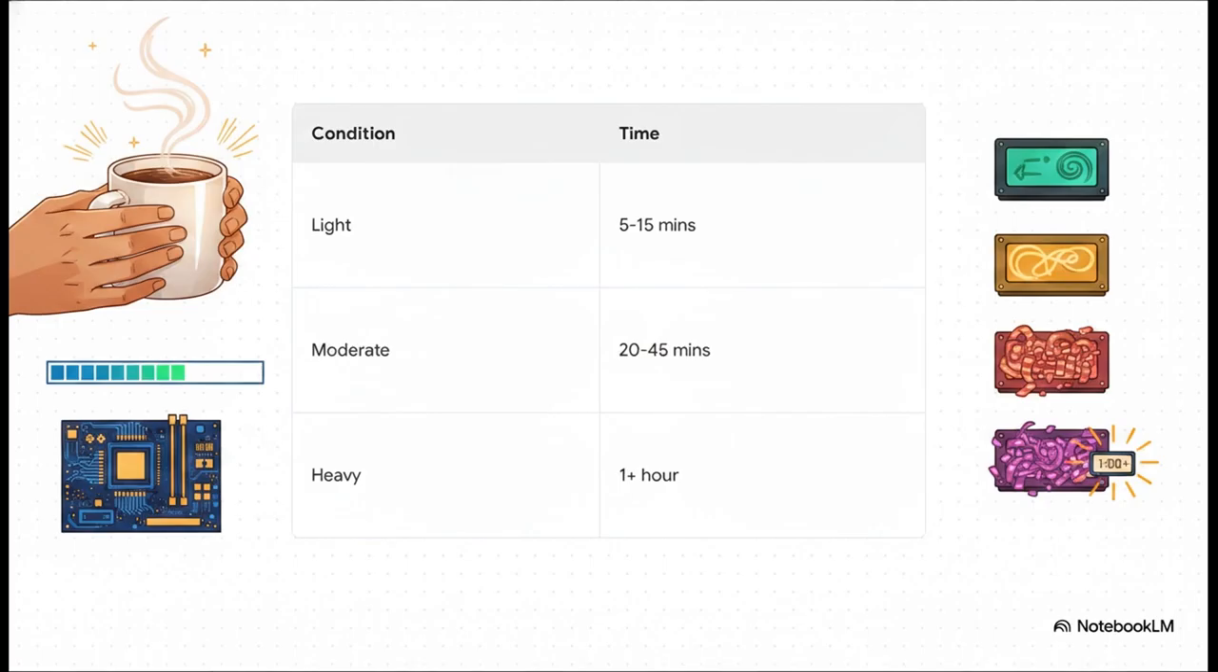Well, it heavily depends on your drive size, its speed, and basically how old your computer is. Generally speaking, light fragmentation takes just 5 to 15 minutes. Moderate fragmentation might take 20 to 45 minutes. But if you're dealing with heavy fragmentation on an older, really massive drive, yeah, expect it to take over an hour. You might want to go grab a cup of coffee for that one.